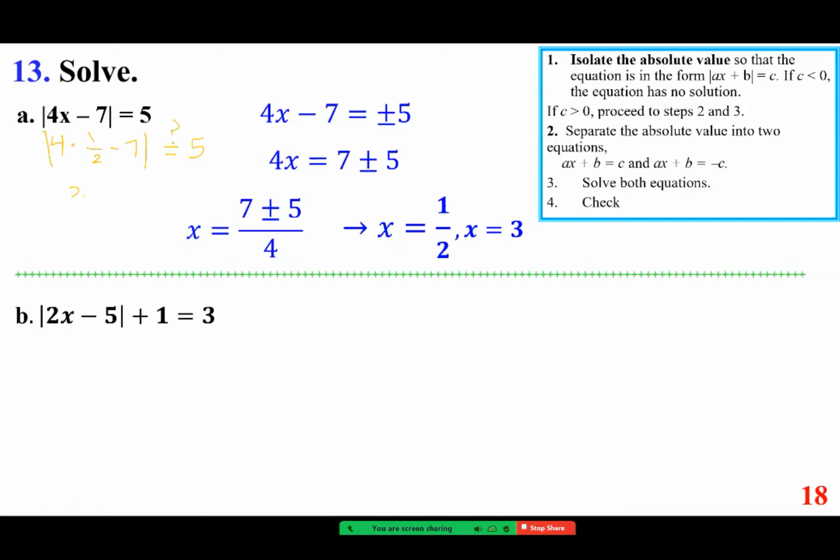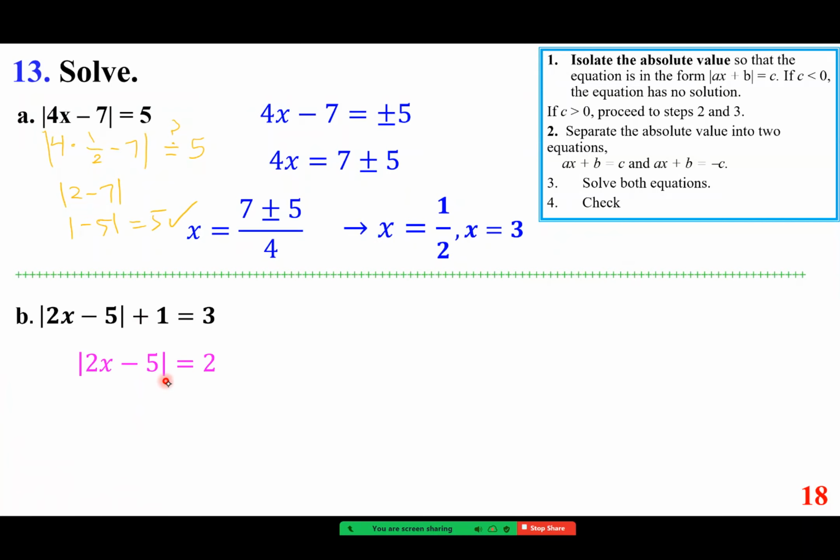So as you know, this is 2 minus 7. So this is absolute value of -5, and it's 5, and it does check. So it checks. I highly recommend you check the other one. We are going to move on. For the next one, we're going to move the +1.